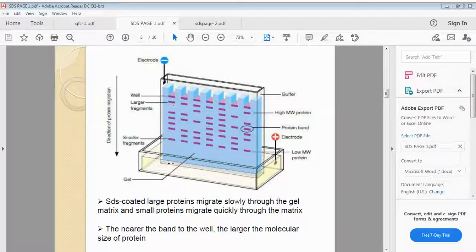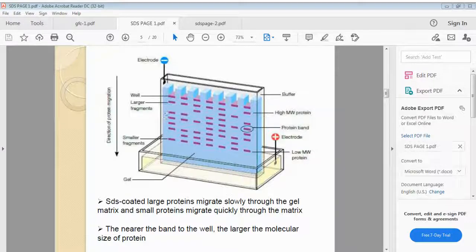They will all move towards the anode, but based upon the size, they get separated. Though the bigger molecules possess larger negative charge, the smaller molecules move faster through the gel pores of the gel, and they will occupy the end of the gel.